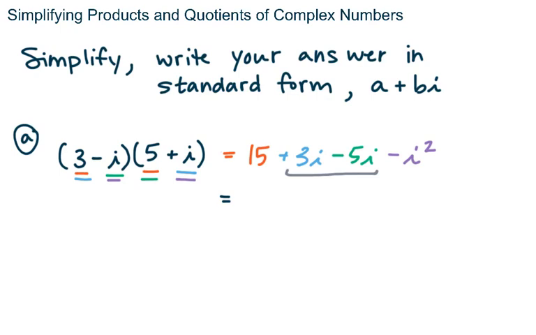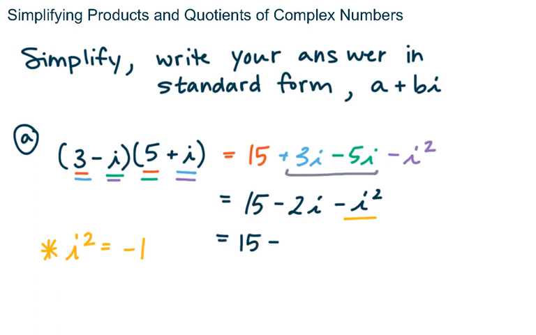The 3i and the minus 5i, those are going to simplify to negative 2i. And I still have this minus i squared. This is where it's very important for us to remember what we know about i squared. So this is something we store. We know that i squared is equal to negative 1. So here I have 15 minus 2i, and we have minus negative 1. So minus negative 1 is actually plus 1, and I have 16 minus 2i. That is my simplified form.